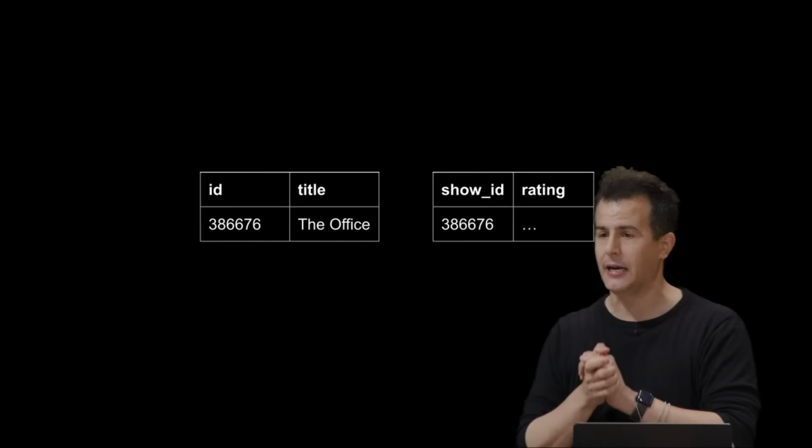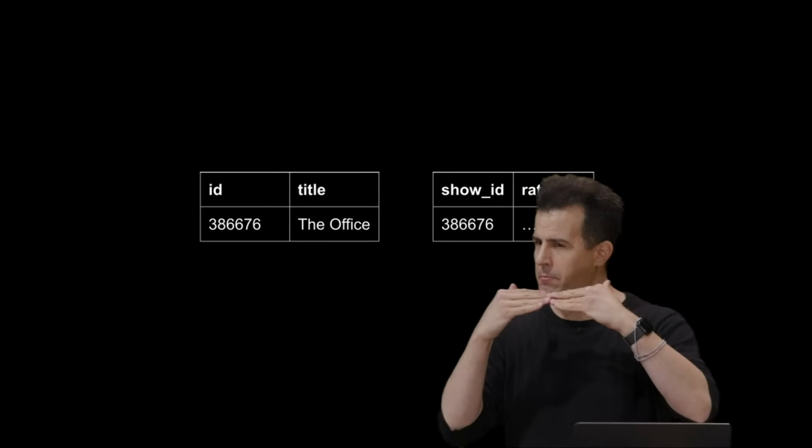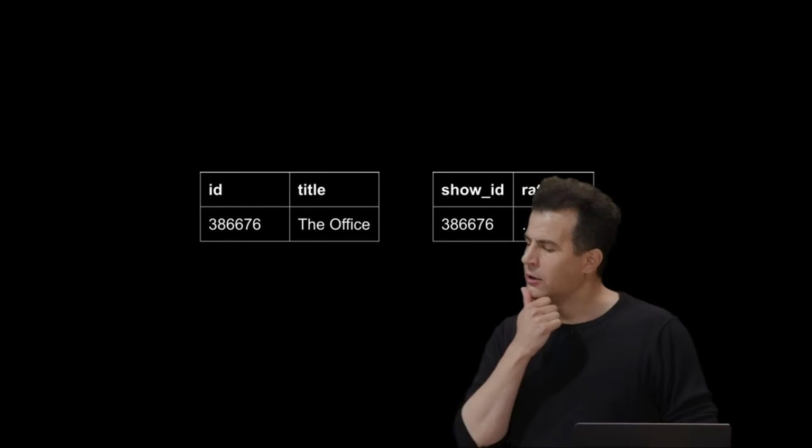But let me propose this. Notice that these two tables and these two rows therein definitely have commonalities. Like, they both have the same ID. In the left table, it's 386676, AKA the primary key of that row. But it's also appearing in duplicate in the right-hand table, 386676. And in that context, it's a foreign key. The point, though, is that they're the same.